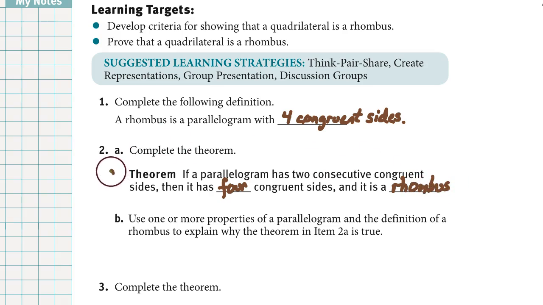So this theorem gives us a criterion that we can use to determine if a parallelogram is a rhombus. What we would look for in the parallelogram is to check if it has 2 consecutive congruent sides. And if it does, then we know that all 4 sides must be congruent and it would be a rhombus.